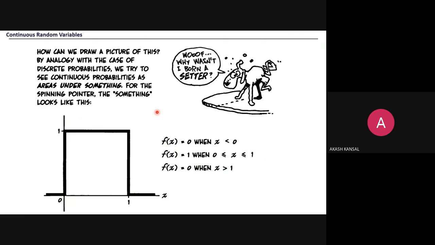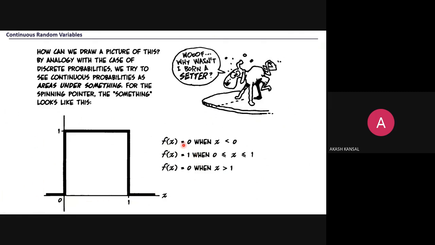If this was the case with discrete probabilities, we could define it with a number. Let's say the number of heads coming up is 0.25 or something like that. But we can't do it for continuous random variables. So what we do is we define the probabilities as areas under something. Okay, let's take this as a reference graph.